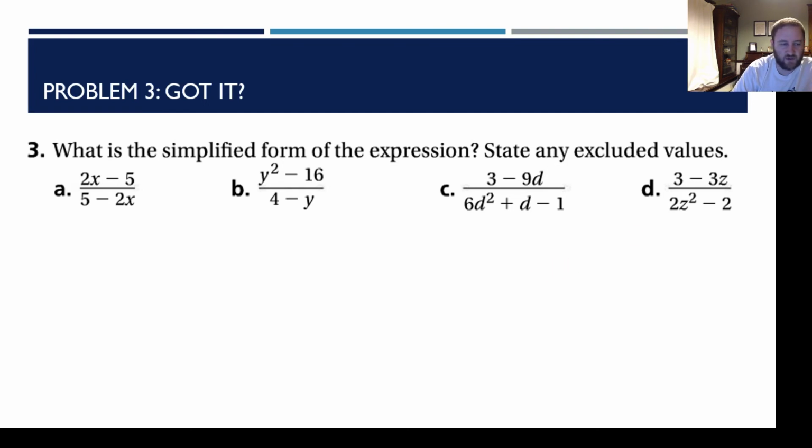Let's go ahead and do D then. So we've got 3 minus 3z over 2z squared minus 2.